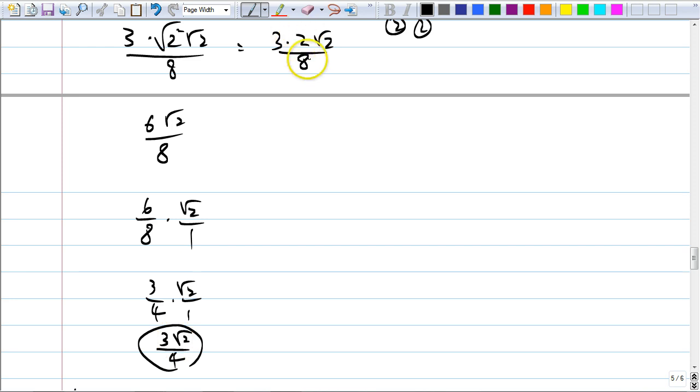Could I have canceled out 2 and 8 from the top here, since these are factors? Yes, you could have. You could have canceled out 2 and 8. 2 goes into 8 4 times, so you just get 3 rad 2 over 4. You could have canceled out 2 and 8 up here if you wanted to. Does that make sense? No matter what, you get the same answer. Any question? Can you do something like this for your homework tonight? Good.